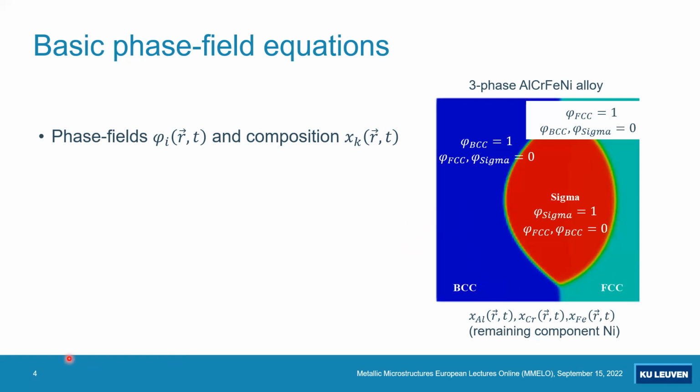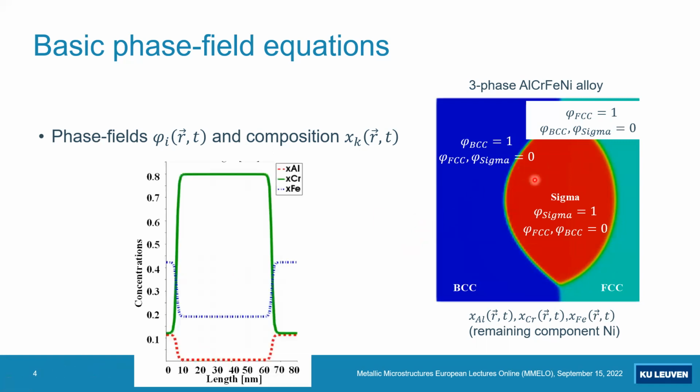And of course, at the interface, we will have a kind of smooth transition in the values of these phase field variables, and that's the way that we can follow the interface. Besides phase field variables, we will also use molar fraction fields. So we will give the composition as a function of position using molar fractions.